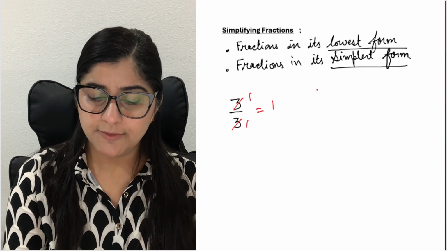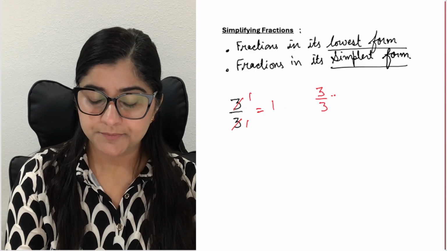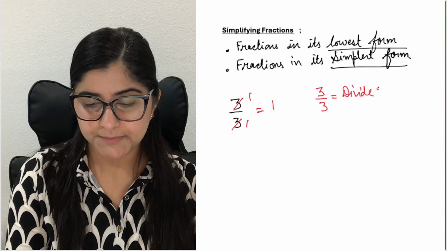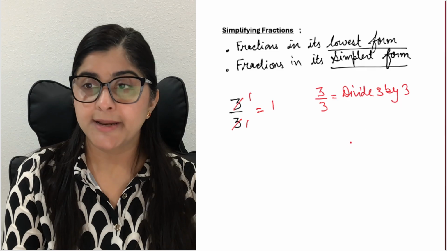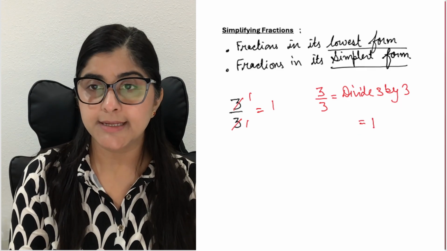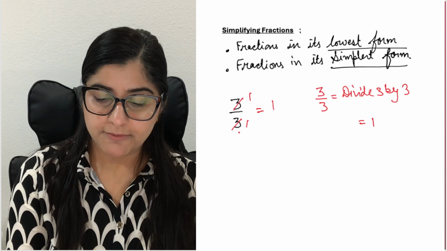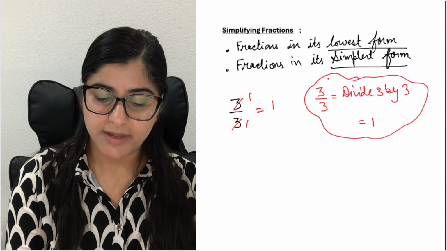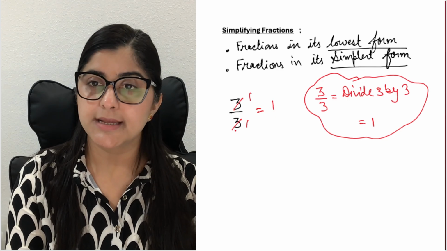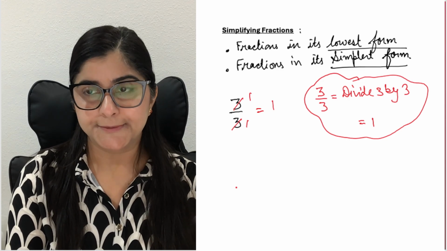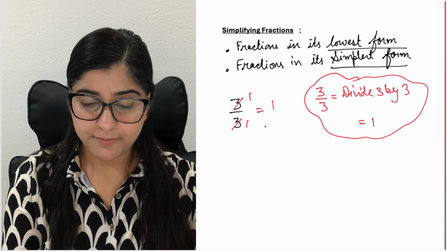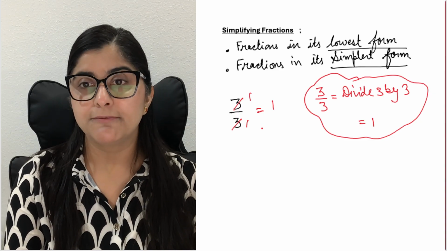The reason is, how do we read this 3 over 3? That means divide 3 by 3. Whenever we are dividing a number by itself, the answer is 1. Correct? So this is another way of explaining the same thing: whenever you have the same number in the numerator and denominator, we can always cancel them and just write 1. This is the main fundamental tool for simplifying a fraction.